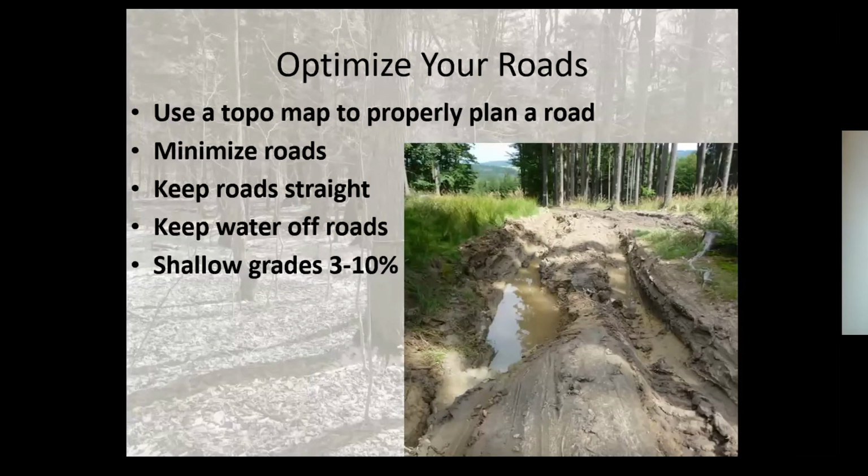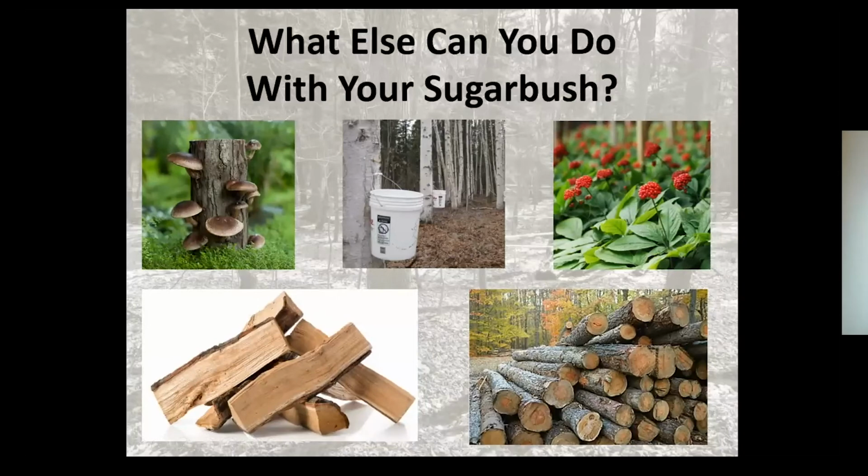Roads are important. Make sure that you're not creating muddy roads. Keep them straight, keep them shallow so that you're not disturbing those roots. And then think of what other aspects you can do within your sugar bush. Can you be growing mushrooms? Is there firewood? Are there saw logs that you can also get? Ginseng, other understory plants that you can have. Are there other trees you can tap, such as birch trees or beech trees, which I've been doing at the Arnot Forest?